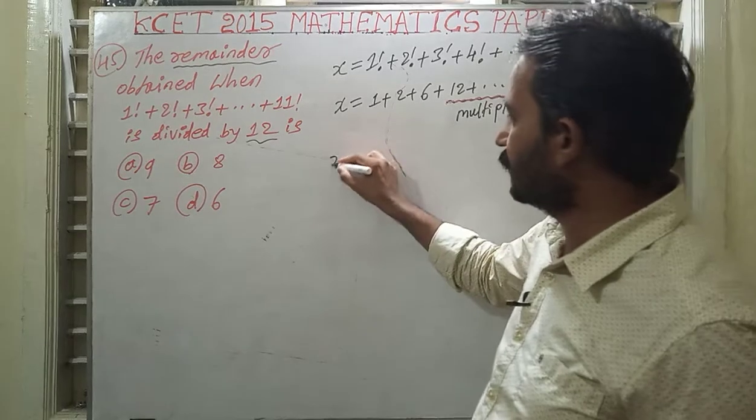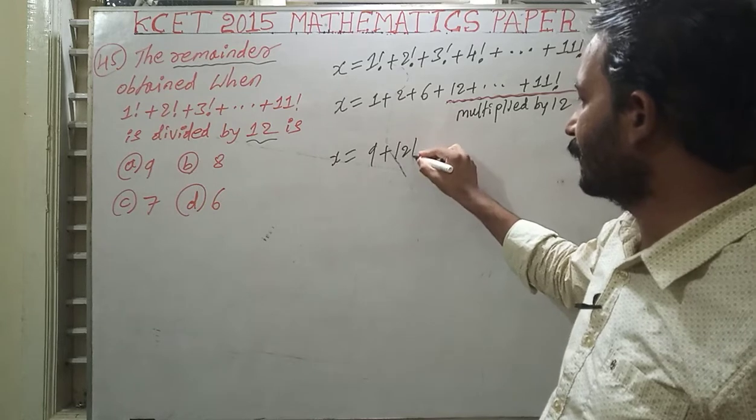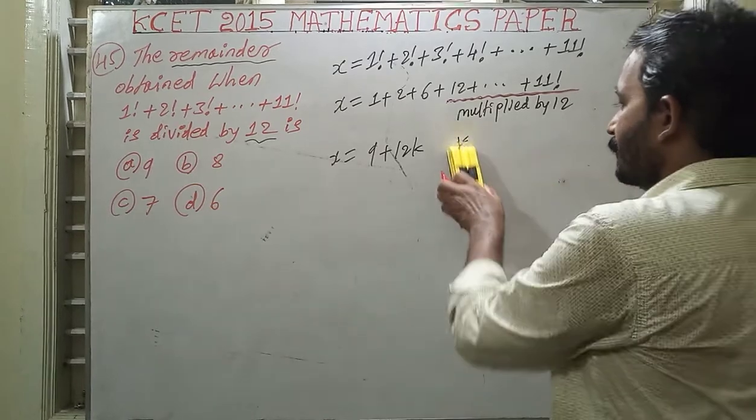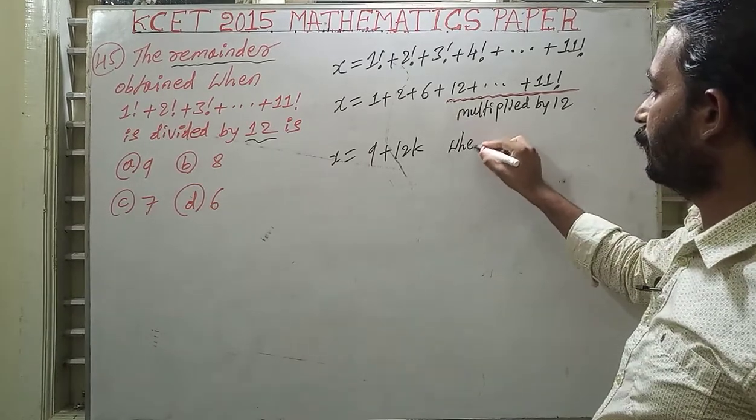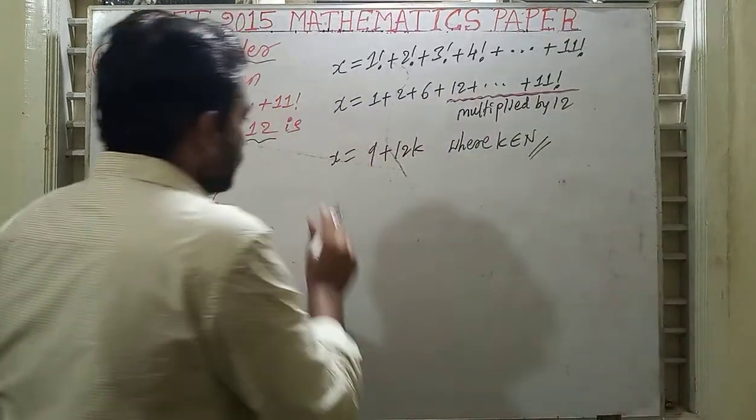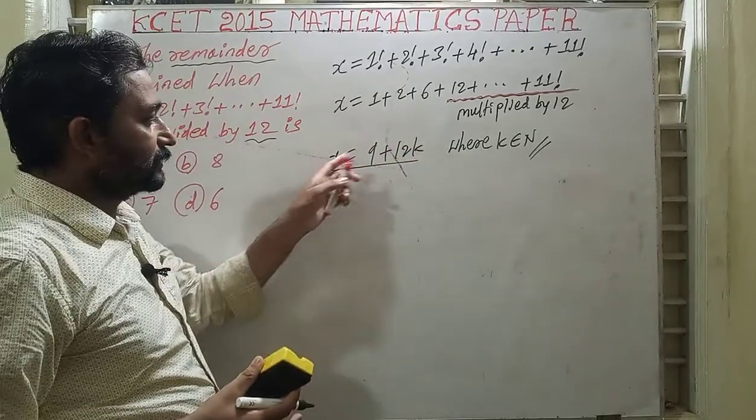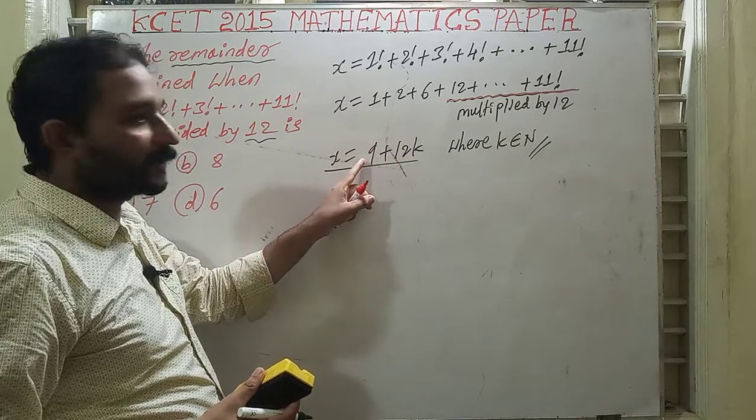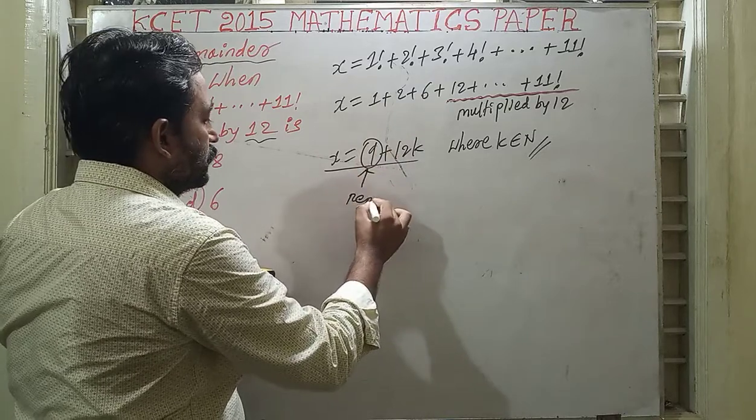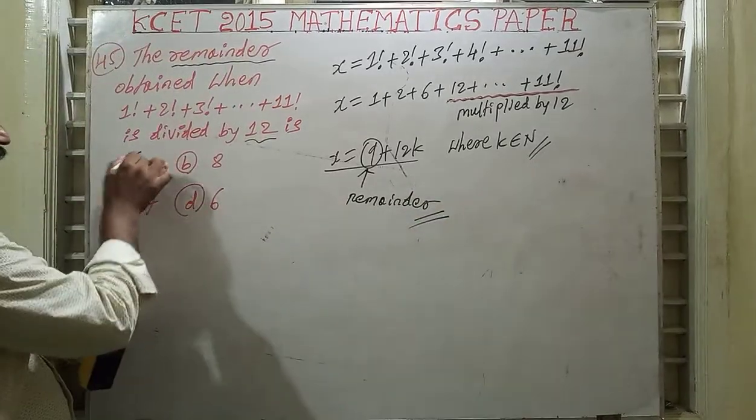So x can be written as 1 plus 2 plus 6, which is 9, plus 12 into k, because the rest are multiples of 12, where k is any natural number. So in this case x is equal to 9 plus 12 into k. It means when x is divided by 12, we get the remainder 9. So what is the remainder? 9. The remainder becomes 9. So option A is the answer.